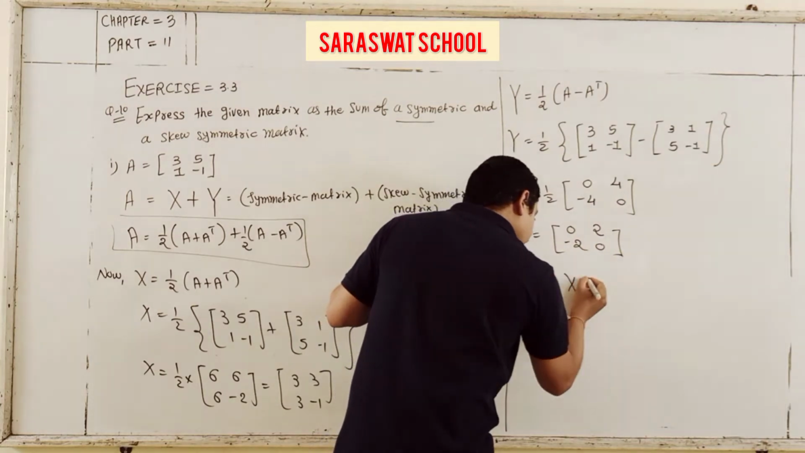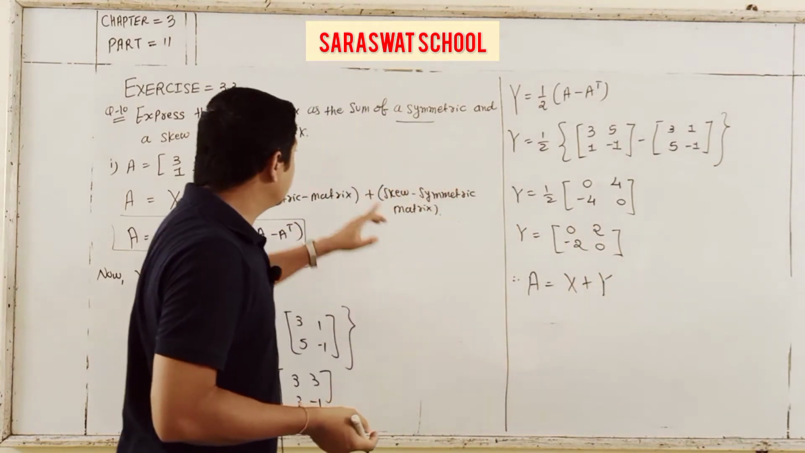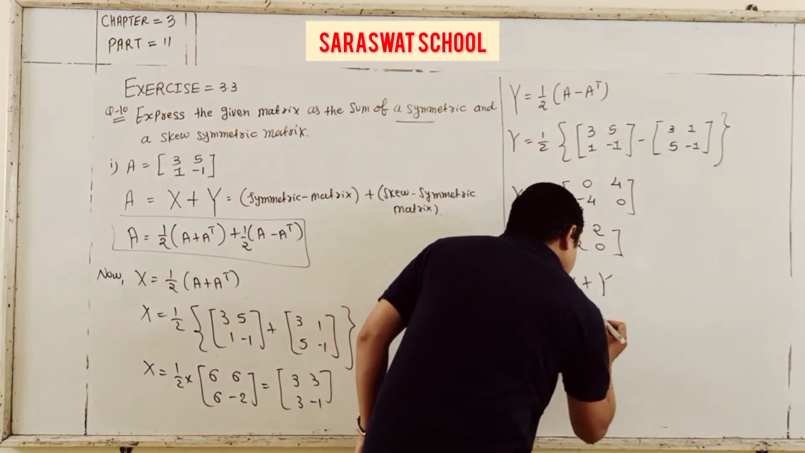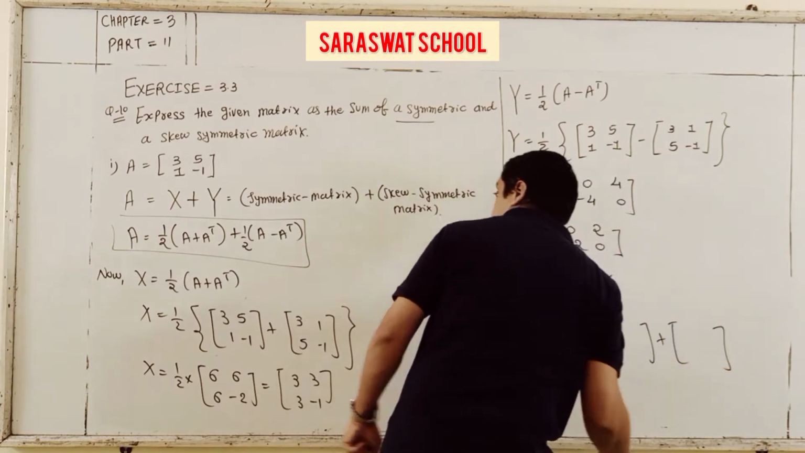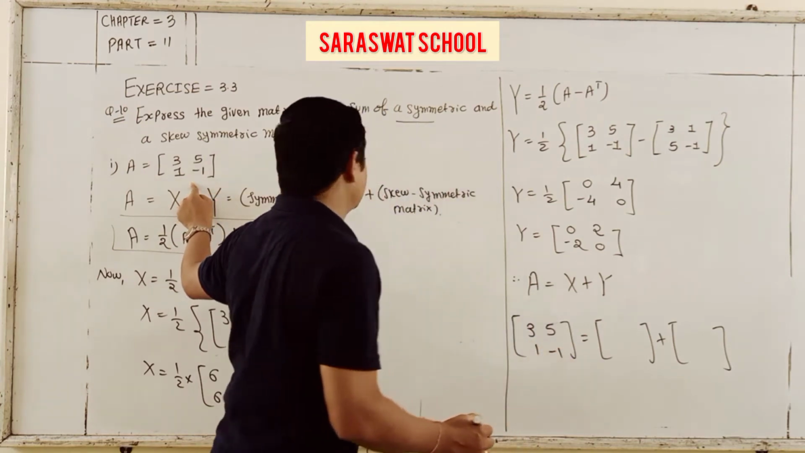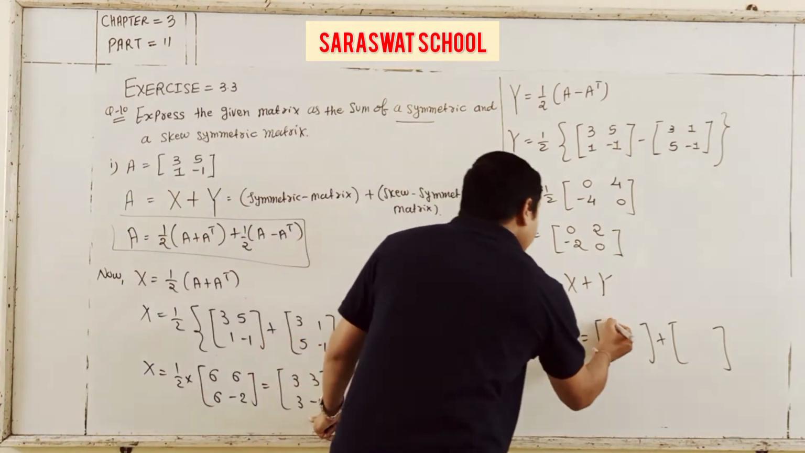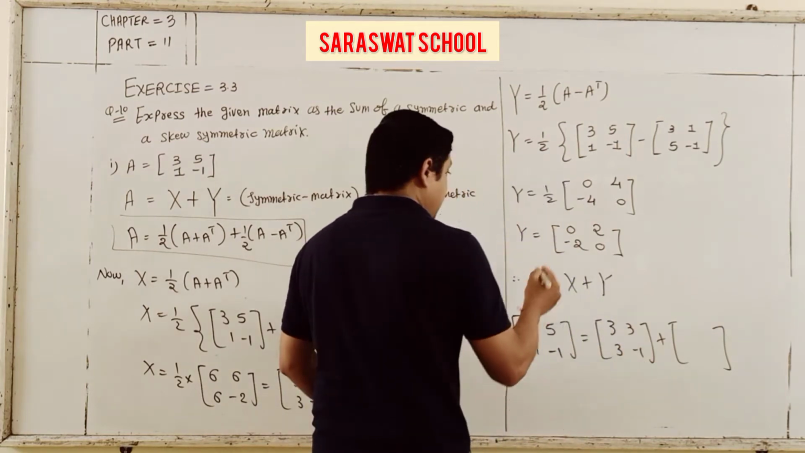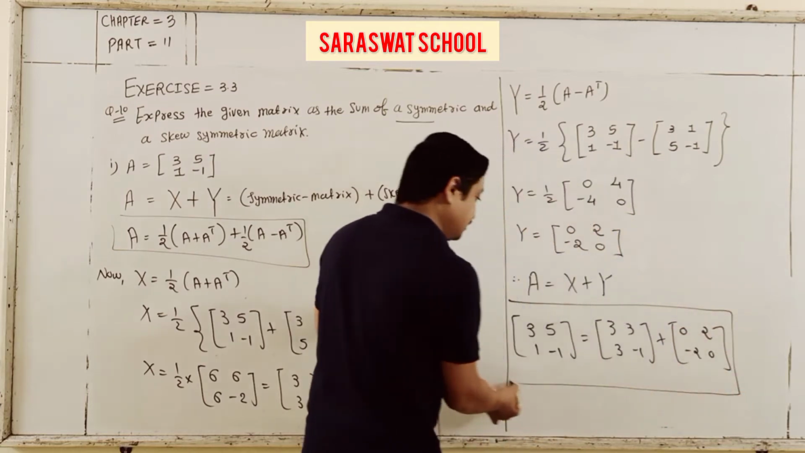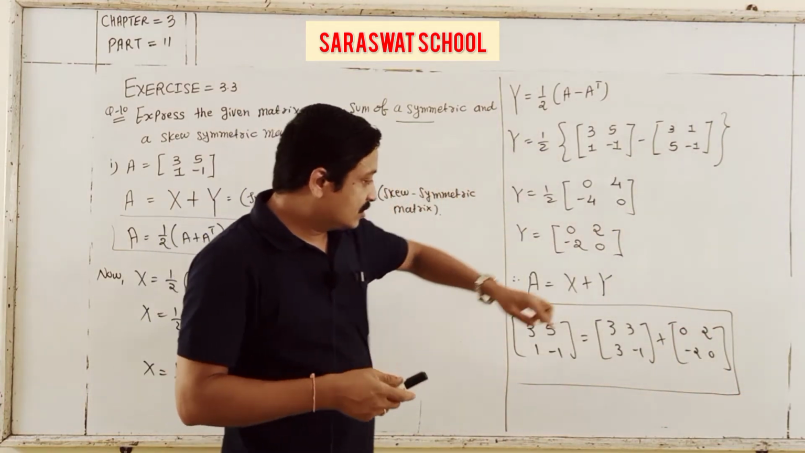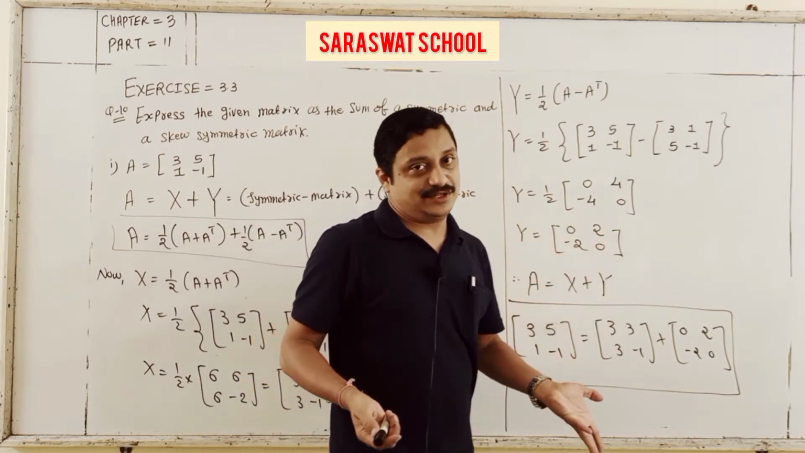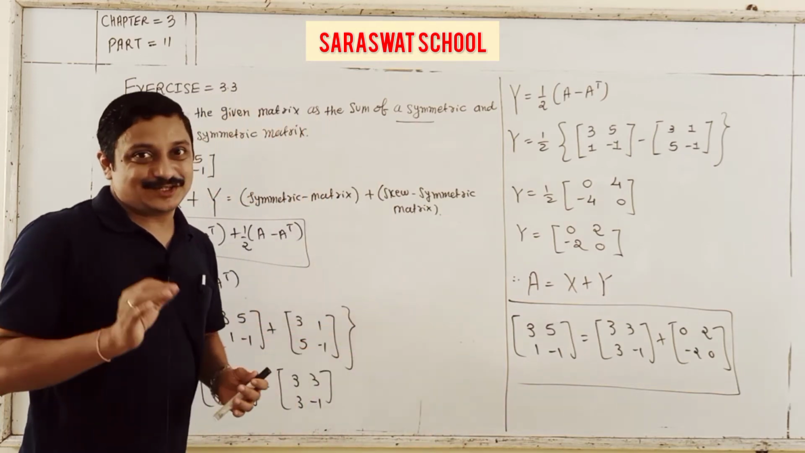Therefore matrix A is represented as the sum of a symmetric and a skew symmetric matrix. That is your A, here X and here Y. A is 3, 5, 1, minus 1, and X you also calculated as 3, 3, 3, minus 1, and Y is 0, 2, minus 2, 0. That much is your last answer. You can also cross verify: 3 plus 0 is 3, 3 plus 2 is 5, 3 minus 1 is 2, and minus 1 plus 0 is minus 1. So this numerical is easily done.